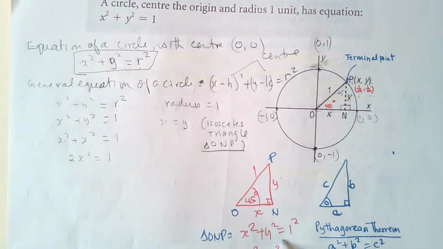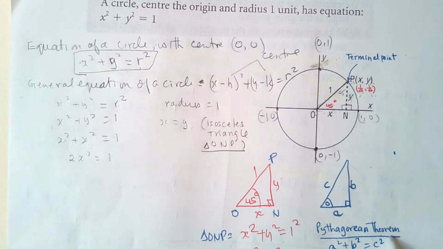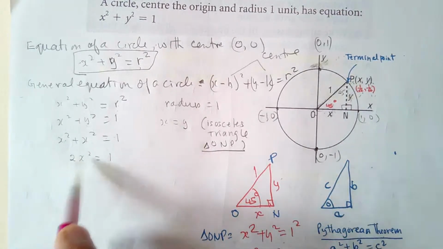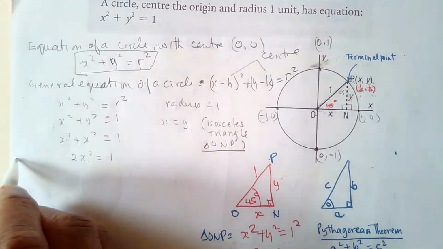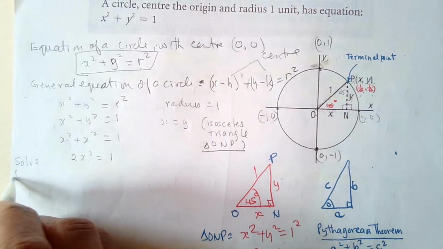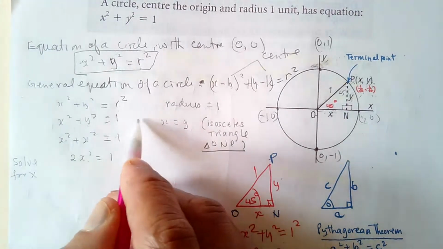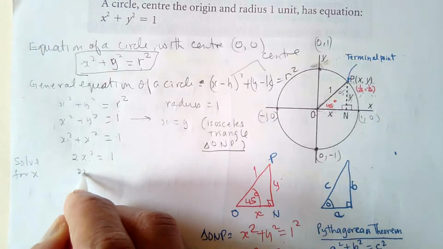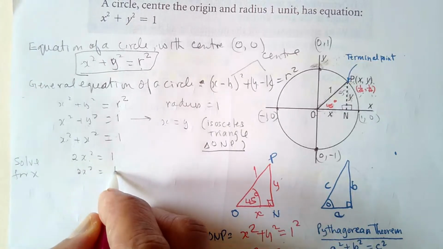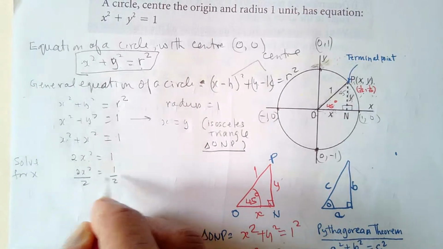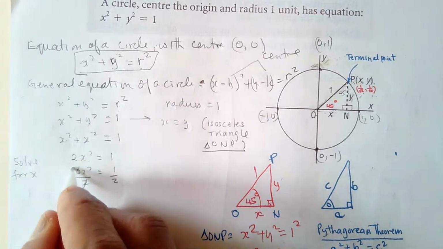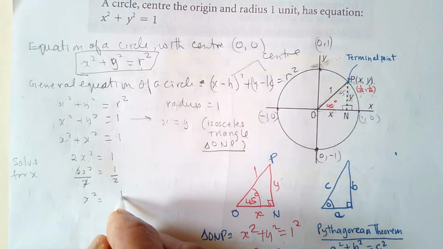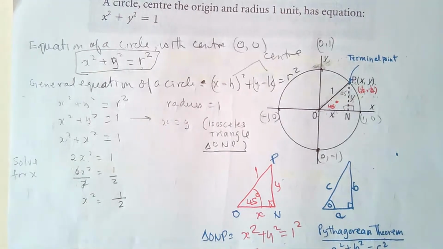Okay, so we're using this fact. So we're using the Pythagorean theorem here because this is a right angle triangle. Now we're going to solve for x. So we have 2x squared is equal to 1, divided by 2, divided by 2. 2 goes into 2 once. So we're left with x squared is equal to 1/2.